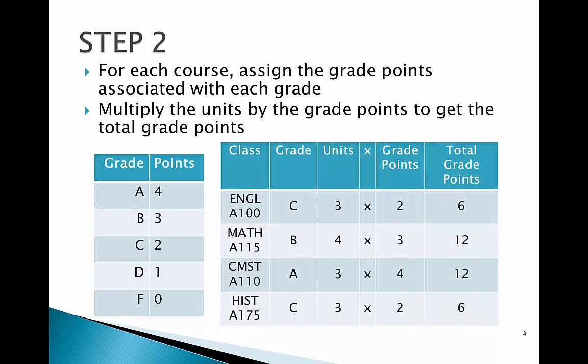In this example, the student received a C in English A100, which is 3 units. Therefore, we multiply 3 units by the 2 grade points for a C to give us a total of 6 grade points. Math A115 is 4 units, multiplied by the 3 grade points for a B gives us a total of 12 grade points. You can see we did the same calculations for Communication Studies A110 and History A175.